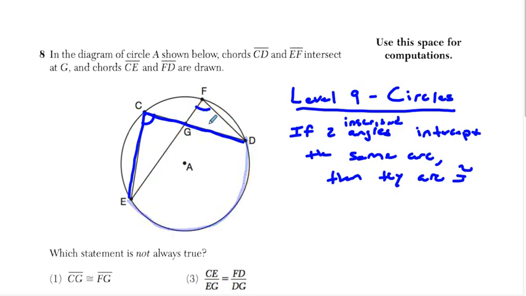But let's erase some of that for now. We also have another set of angles that intercept the same arc. Believe it or not, we have these angles right here, angle E and angle D. And those two angles both intercept arc CF. And I'll highlight this for you as well. Angle E intercepts CF, and angle D also intercepts the same exact arc, CF. So they must also be congruent. So we'll take that out.